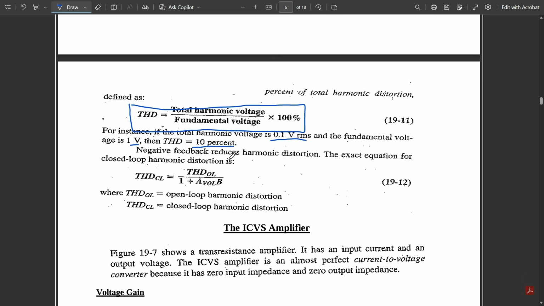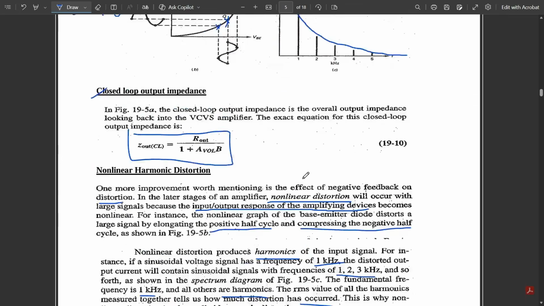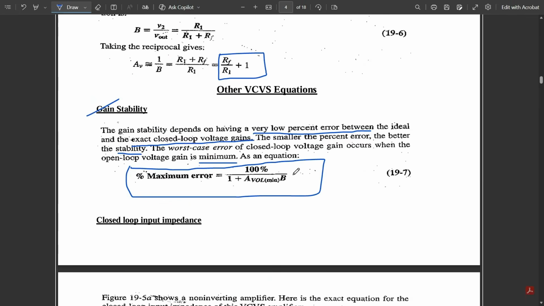Negative feedback reduces the harmonic distortion, and the exact equation for closed loop harmonic distortion is given by THD CL, also called closed loop harmonic distortion, defined as THD OL divided by (1 plus AVOL into beta). So this is the equation with respect to harmonic distortion. Please note it down. So these many equations are required to know for the voltage controlled voltage amplifier. Please note it down.